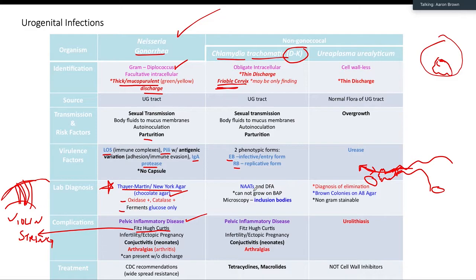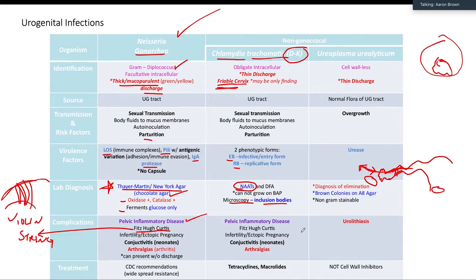This is an intracellular organism, so it needs one form to enter cells and one form to start reproduction once it's inside. Okay, how do we diagnose this? It's going to be via looking for nucleic acids. Looking for nucleic acids. Okay. We can also do microscopy of a smear and see those inclusion bodies inside of our cells.